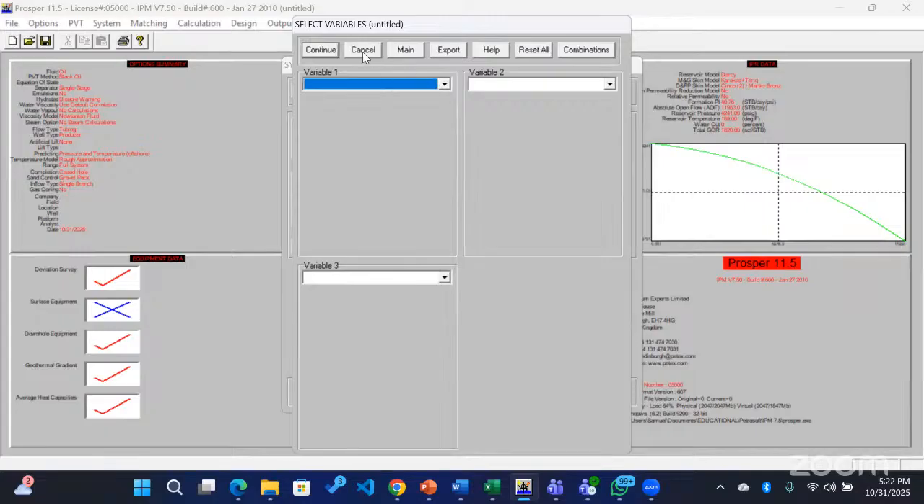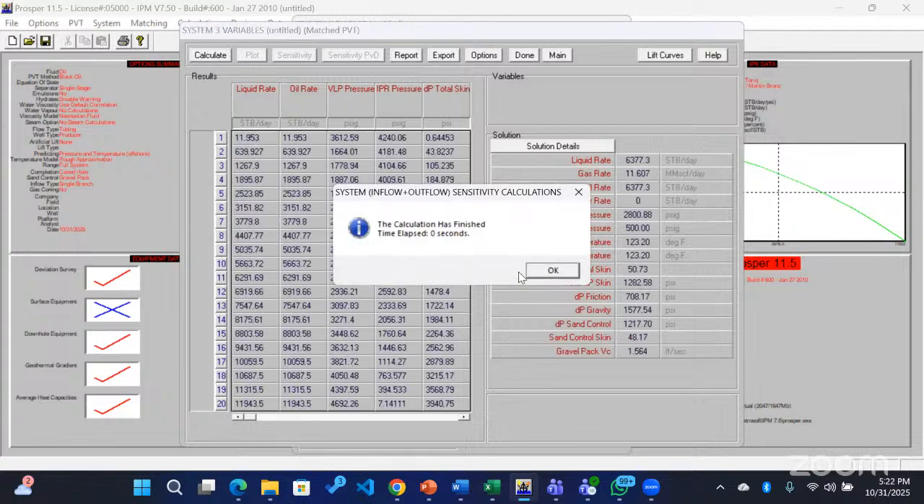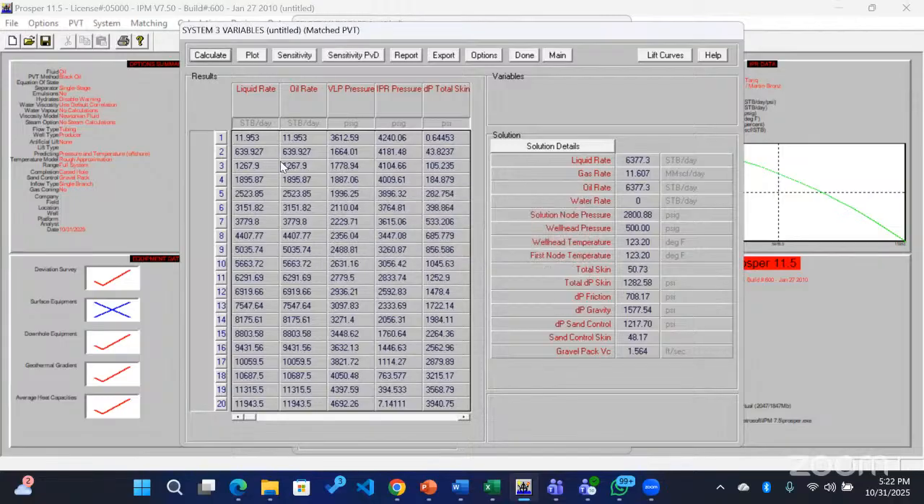Okay. Let's continue first. Then let's calculate. So clicking this calculate, we're going to have a liquid rate, oil rate, VLP pressure, IPR pressure, change in pressure of total skin, all those values in no time. So we have all this here as our table.